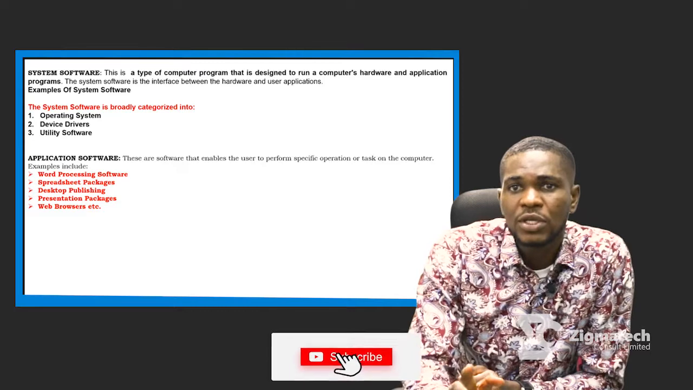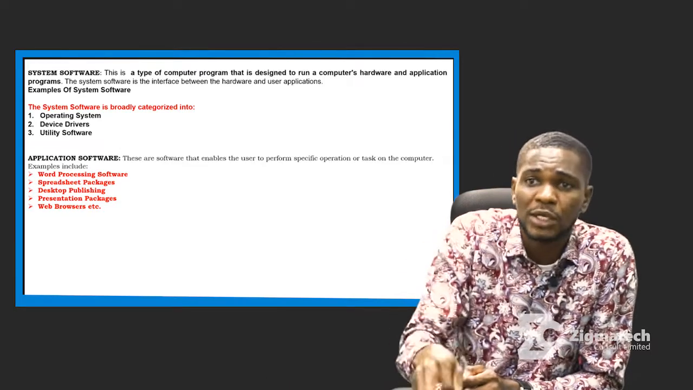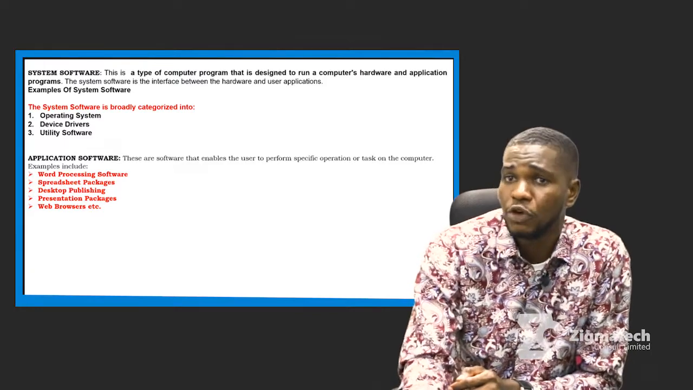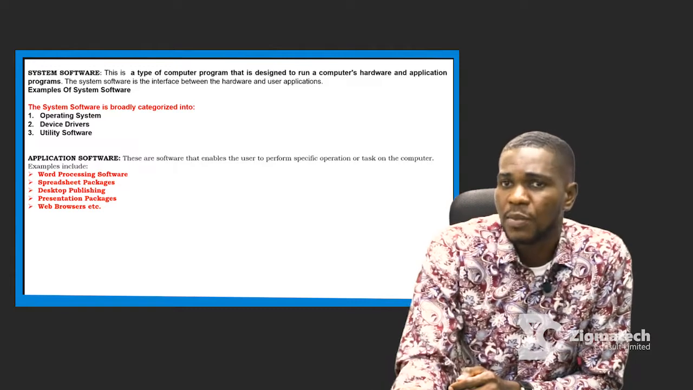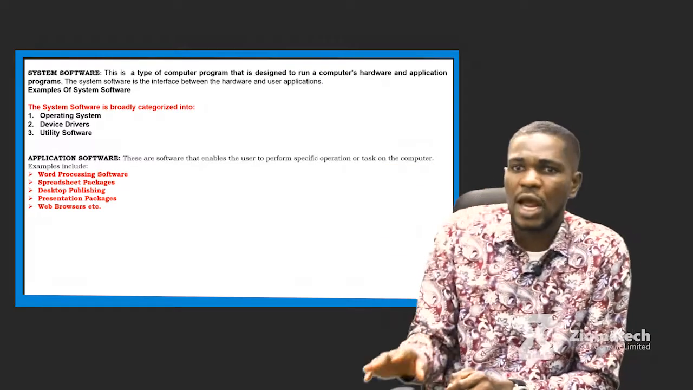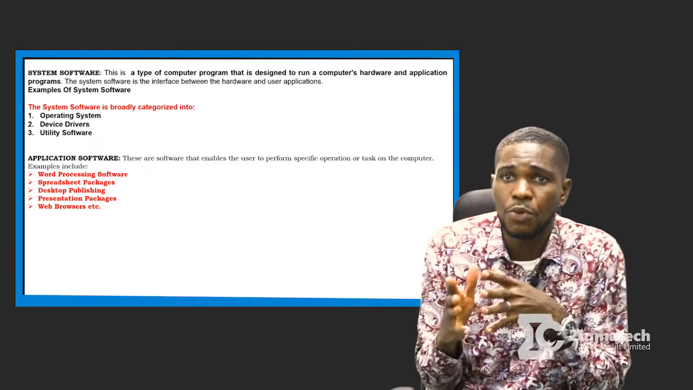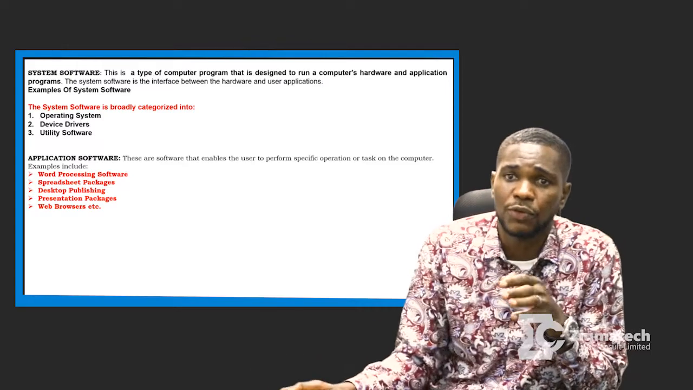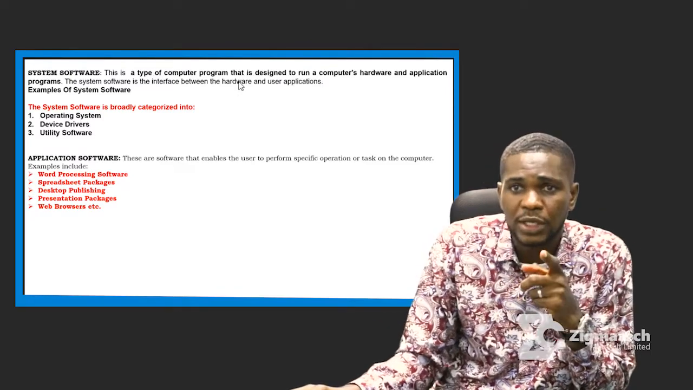Examples of system software are the operating system, which is the bedrock of every computer or every computing unit, and then your device drivers. The next example of system software is your utility software. In our next class, or in the course of this learning, we might expatiate on these categories of system software. But let's look at the second category of software, the application software.